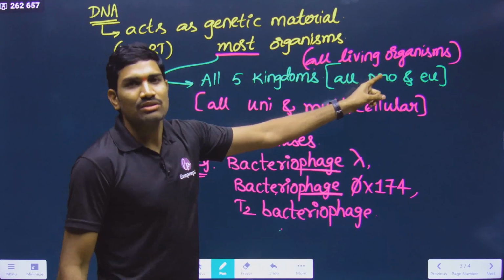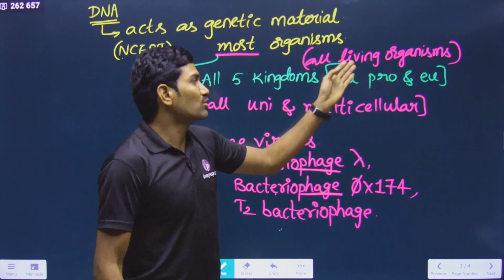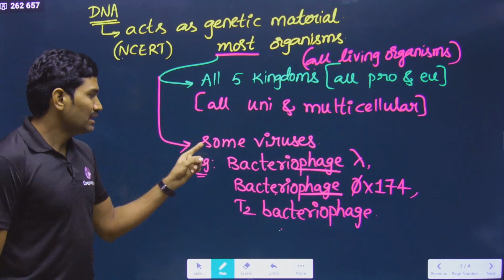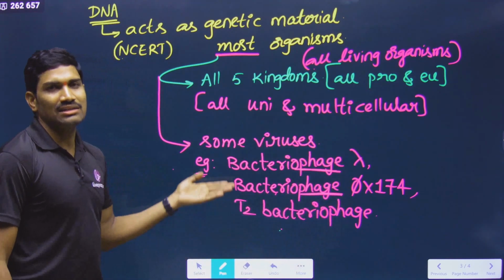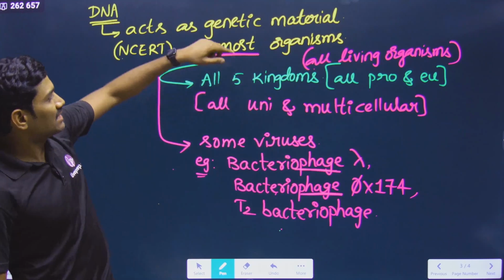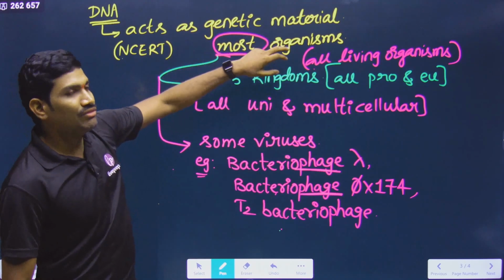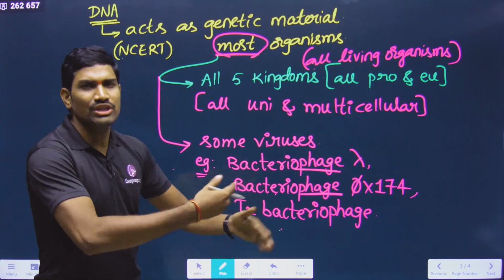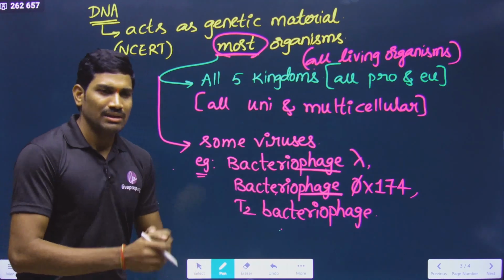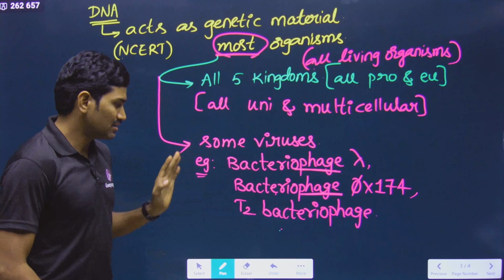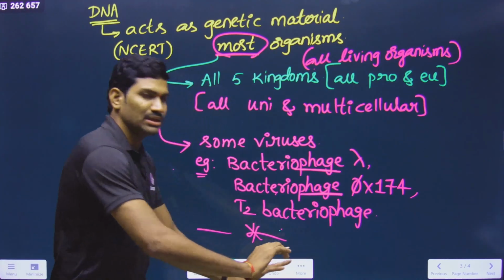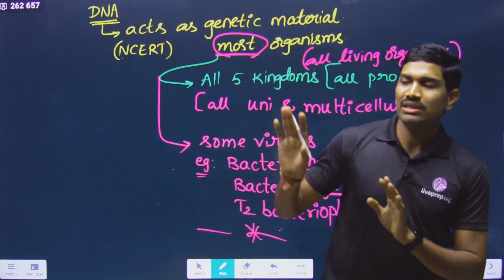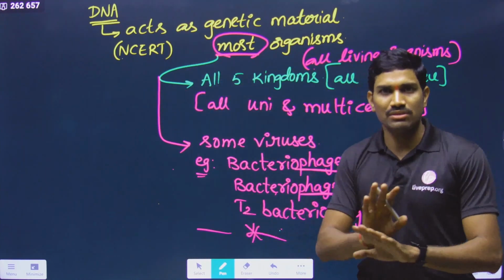Technically, what does living mean? Those which contain cells are called living organisms. So for all living organisms, DNA is the genetic material. Plus, some viruses also have DNA as genetic material. That's why in the NCERT they call this most organisms. Even though technically a virus should not come under organism, they have considered it, so we need to give an explanation for that consideration. With this, the information regarding DNA is completed. So DNA acts as genetic material. These are the examples.